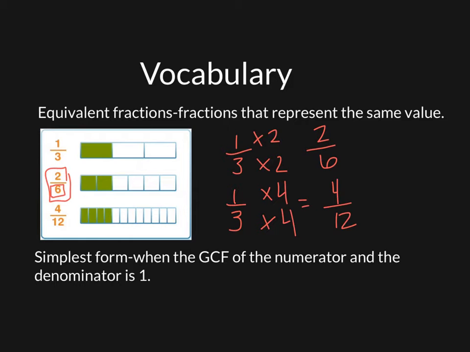Okay, so to find those equivalent fractions, we need to multiply or divide the numerator and denominator by the same number. And then we have another vocabulary word called simplest form, and that's when the greatest common factor of the numerator and the denominator is just 1. Okay, so let's look into some problems here.